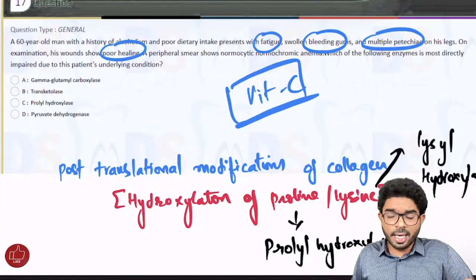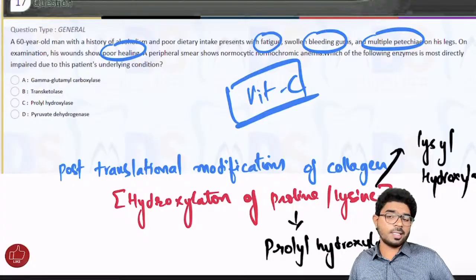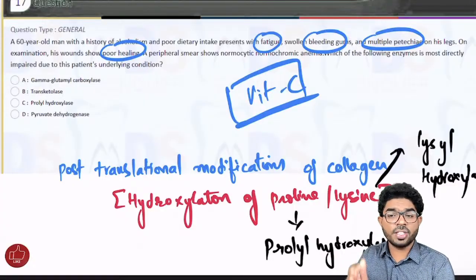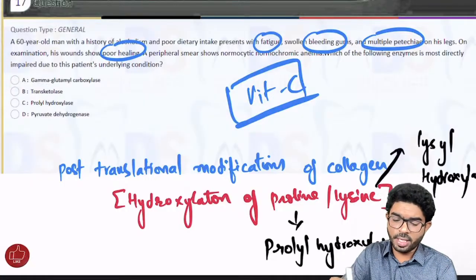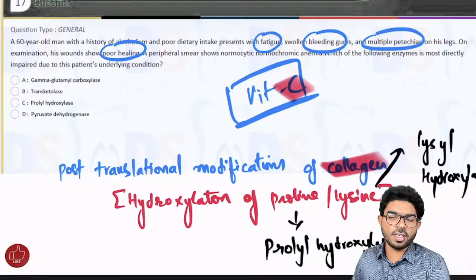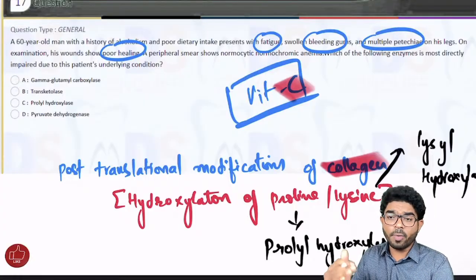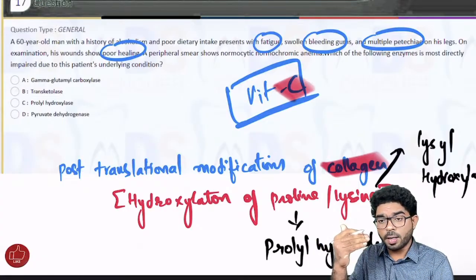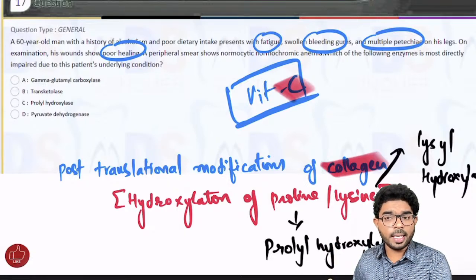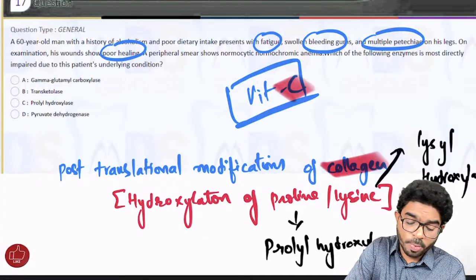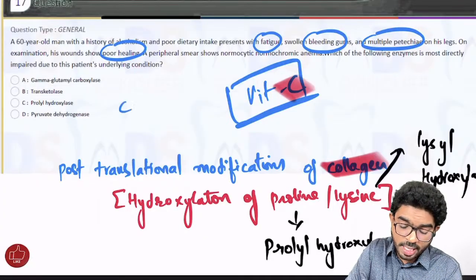We have discussed two vitamins associated with post-translational modification. One is post-translational modification of collagen, which is vitamin C. Similarly, the other is post-translational modification of clotting factors 2, 7, 9, 10, which is associated with vitamin K. So the two vitamins associated with post-translational modifications are C and K.